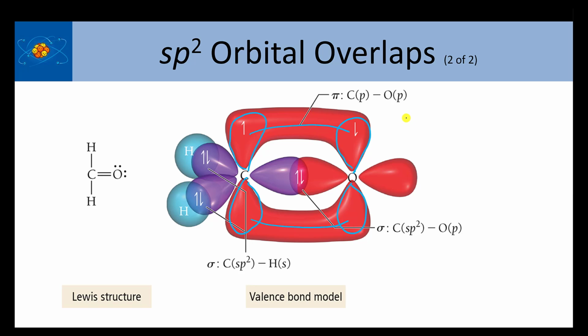So in valence bond theory, what we find is that a double bond is composed of a sigma plus a pi bond. And if we do a triple bond, it'll actually be a sigma bond plus 2 pi bonds.